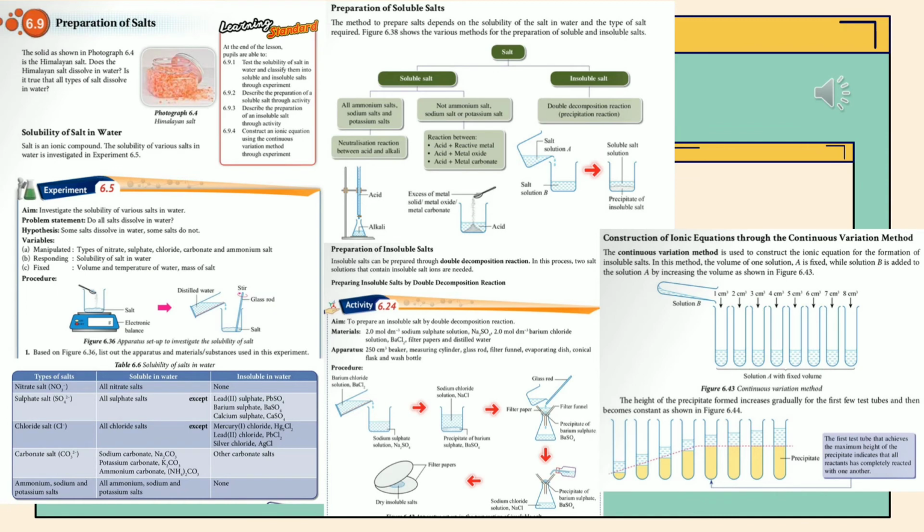After learning about salt in subtopic 6.8, students will further learn about salt in subtopic 6.9. In this subtopic, students will test the solubility of salt in water and classify them into soluble and insoluble salts through experiment. Then, there will be activities to describe the preparation of soluble and insoluble salts. Lastly, students will learn to construct an ionic equation using the continuous variation method through experiment.